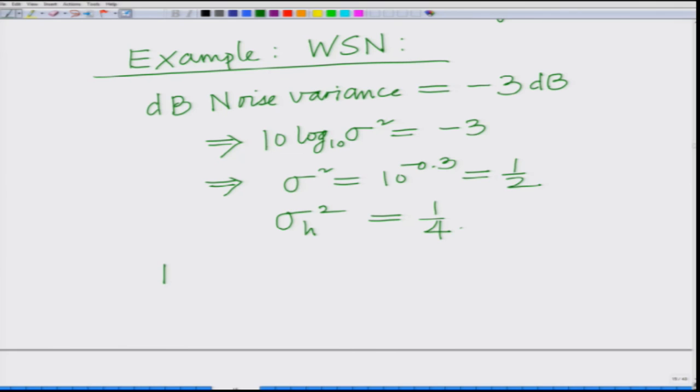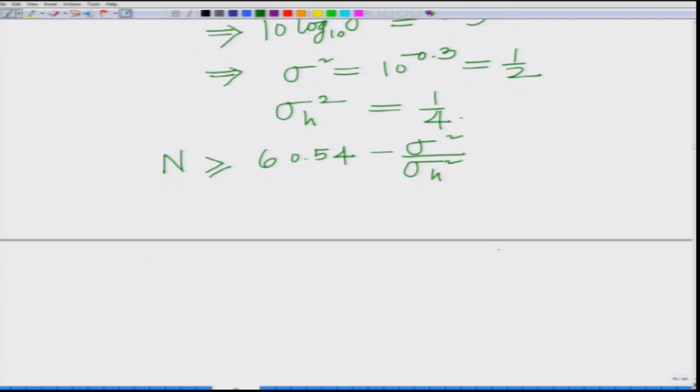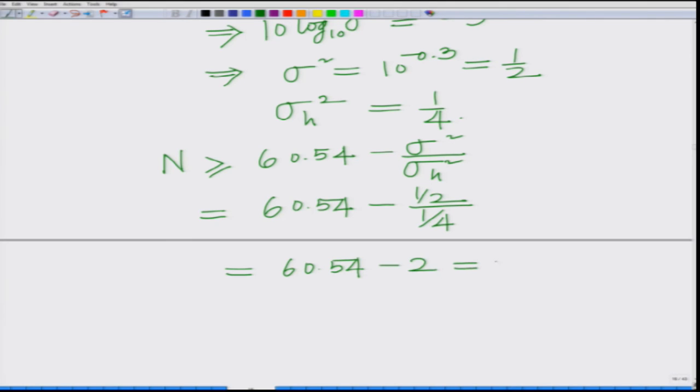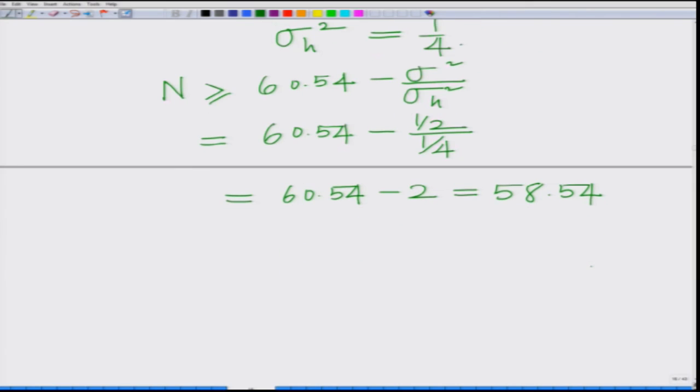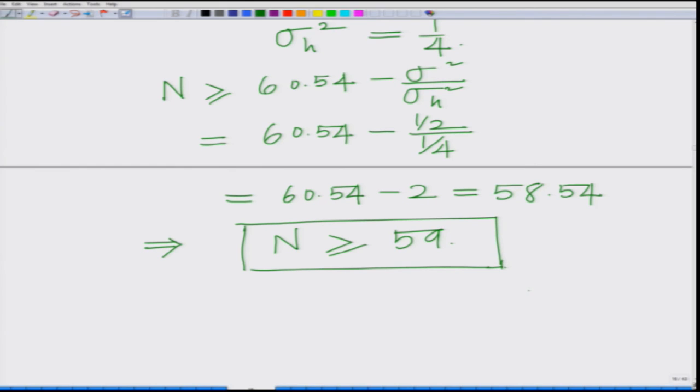Therefore, we derive that n is greater than or equal to 60.54 minus sigma square by sigma h square as we have derived above. That is basically 60.54 minus half divided by sigma h square, which is 1 by 4, which is basically half divided by 1 by 4 is 2. So, this is 60.54 minus 2, that is 58.54, which implies that n has to be approximately, since we have an integer number of samples, n has to be greater than or equal to 59 samples basically. That is what we have derived, n has to be greater than or equal to 59.